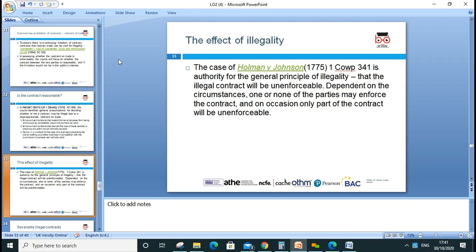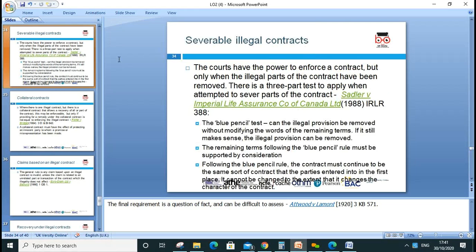Okay, then the effect of illegality. The case Holman versus Johnson in 1775 is the authority, it's quite an old case. The general principle of illegality is that an illegal contract will be unenforceable, which we learn about in contract law, meaning it can't be enforced.